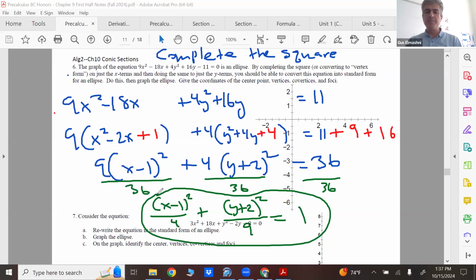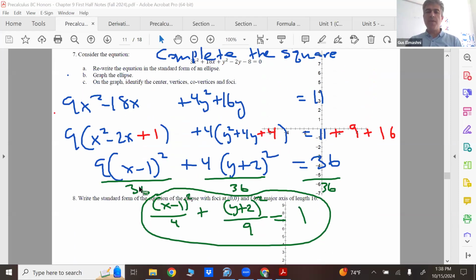Cool. Okay. And then I trust you guys can graph it, so I'm not too worried about that. Why don't you guys try number 7? Try completing the square on that one.